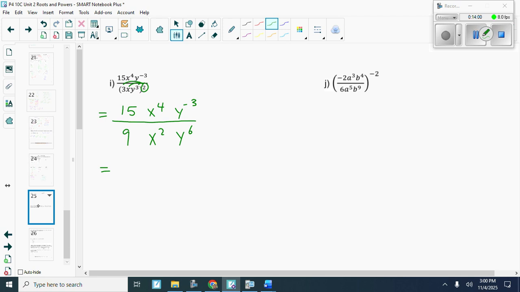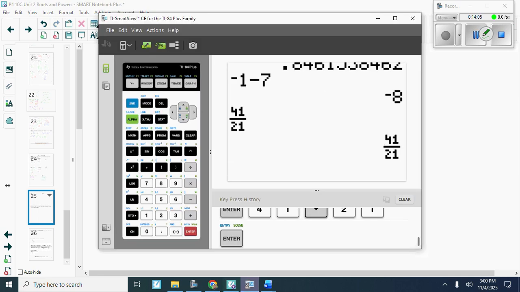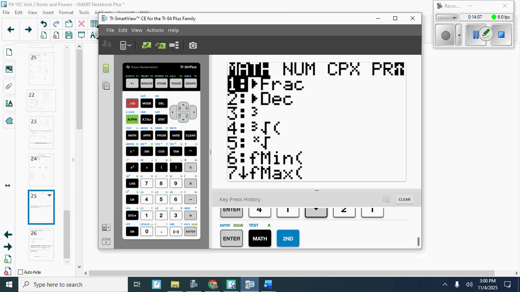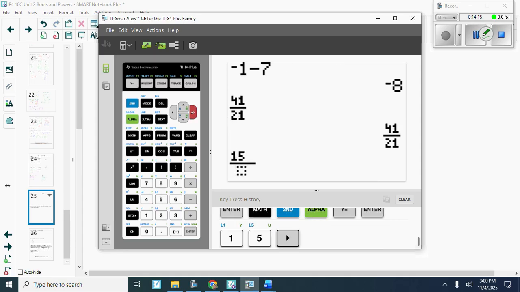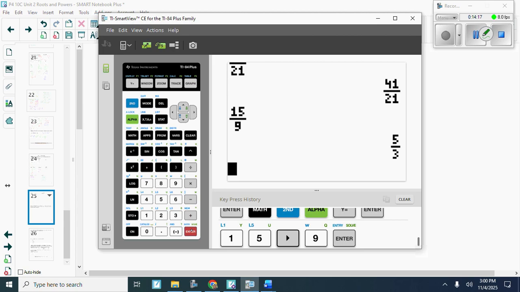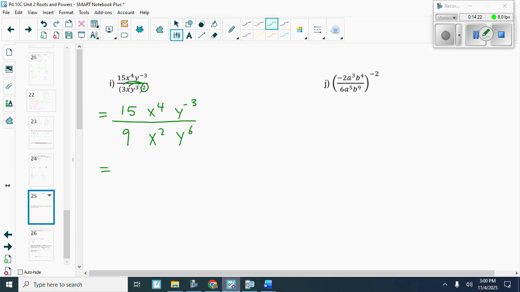For some of you, you're going to take 15 divided by 9, go to your calculator, and use your stacked fraction. I just did that wrong. You're going to do your stacked fraction, 15 over 9, and that reduces to 5 over 3. Others of you are just going to look at this and say, I'm dividing both of these by 3, so I know that is 5 over 3. So it's either the mental math or you're using your calculator.